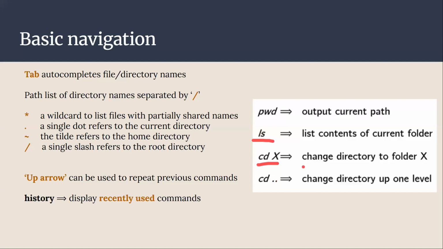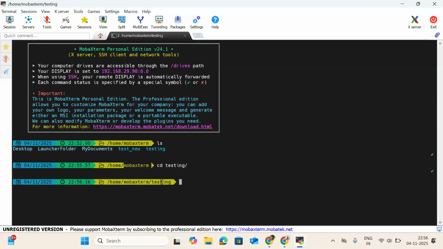Same thing if you want to go back. For example, now I jumped to the testing folder. Again, I want to go back to the MobaXterm folder. I have to use cd space dot dot. And again, I am in the MobaXterm folder. Again, if I have to go to testing, you need to write testing. What you can do is write the starting few characters and use tab for autofill. Whenever you use tab, it is going to autofill, so you don't have to write everything. For example, I'm going to write t, then press tab.